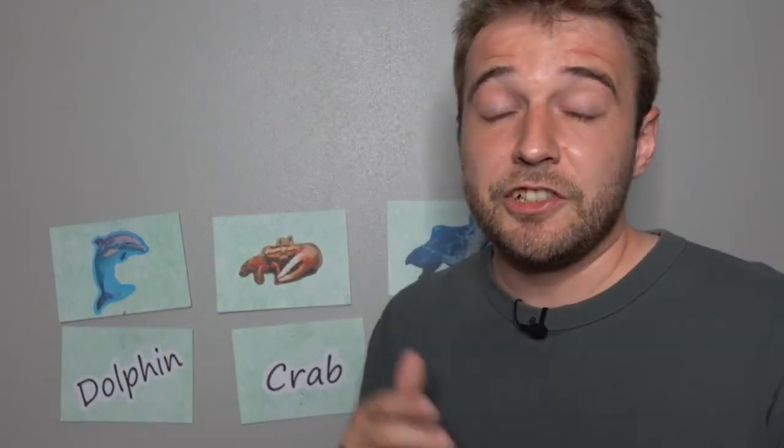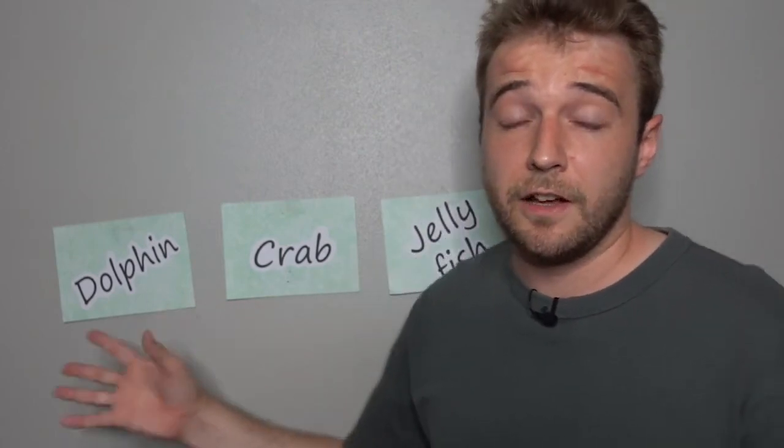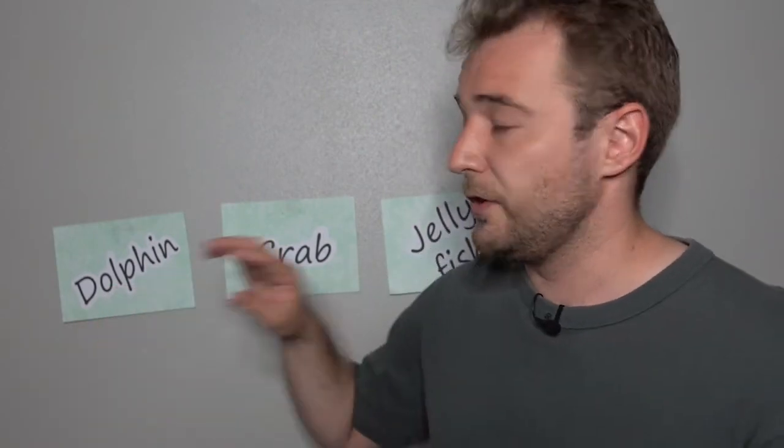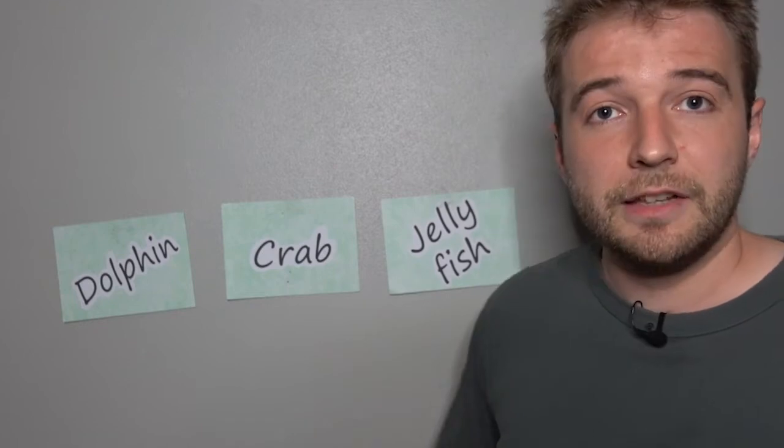Obviously, you can also reverse this game. Okay, let me show you, because it's a little bit easier to show you than explain. But what you're doing basically is just switching it up. So you put the words first, give them the picture, and they have to match the picture to the word. So this time the words are already stuck to the board. So maybe you read through them: dolphin, crab, jellyfish.